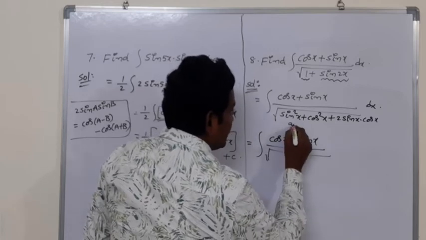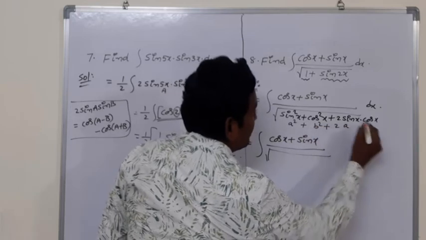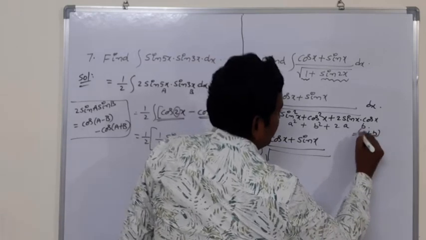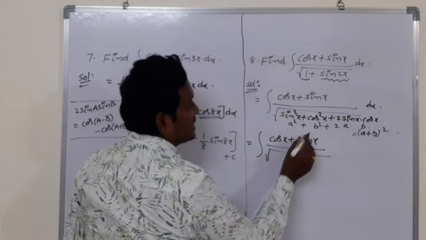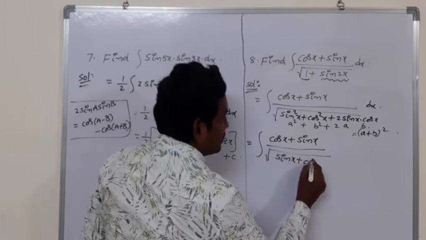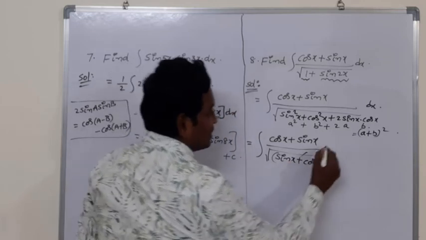That is equal to integration of cos x plus sin x whole by, we are observing that denominator becomes in the form of a square plus b square plus 2ab. That's why you will write as a plus b whole square. So a is nothing but sin x, b is nothing but cos x. So it becomes sin x plus cos x whole square. So square and root over getting cancelled.